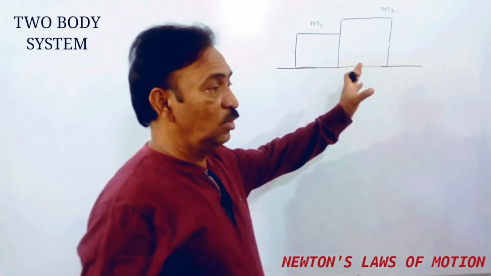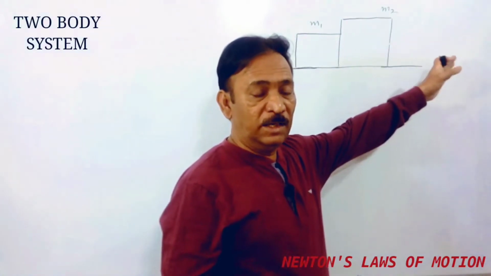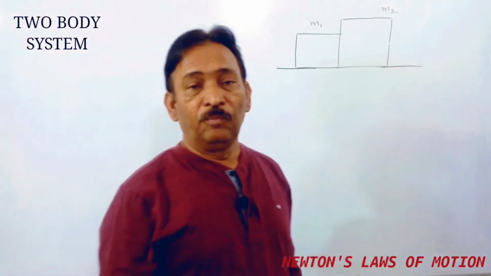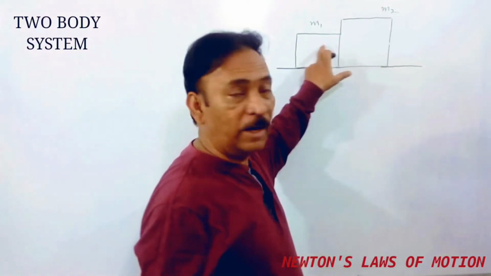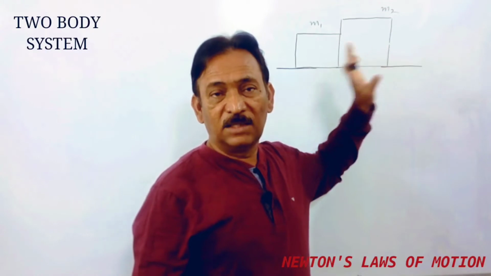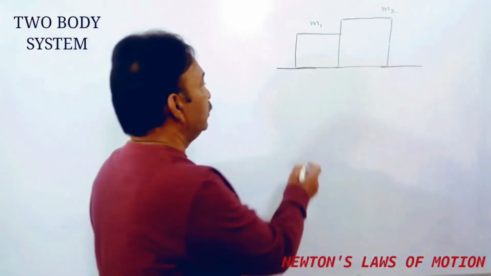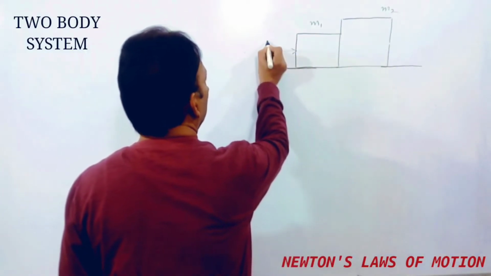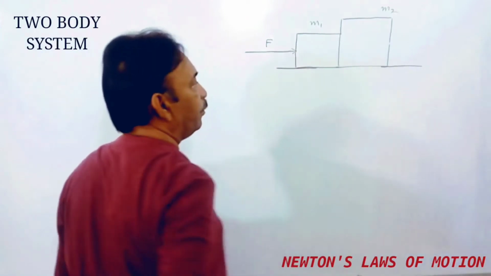Here it leads to numerous problems. You can add one more body to this. In this way you can connect a number of bodies, and every time you will find the tension, the contact force between the two surfaces in contact, as well as the acceleration of the system. Let's take two bodies and apply an external force F on it.